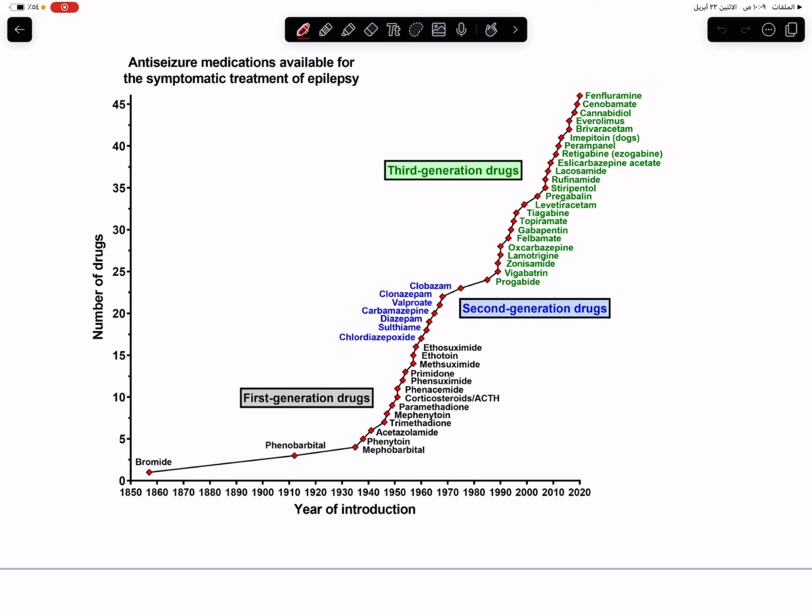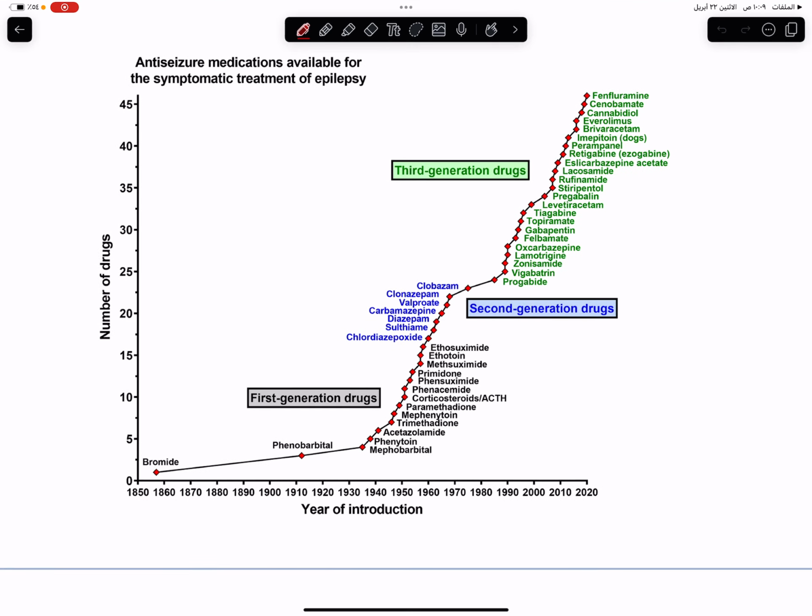Why I put this graph? Just to show you how big a number of anti-epileptic drugs we have. First thing. Secondly, all these drugs can be used for some other problems also, not only for epilepsy.